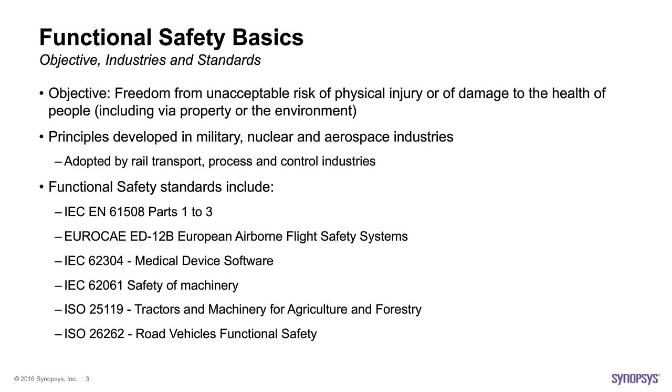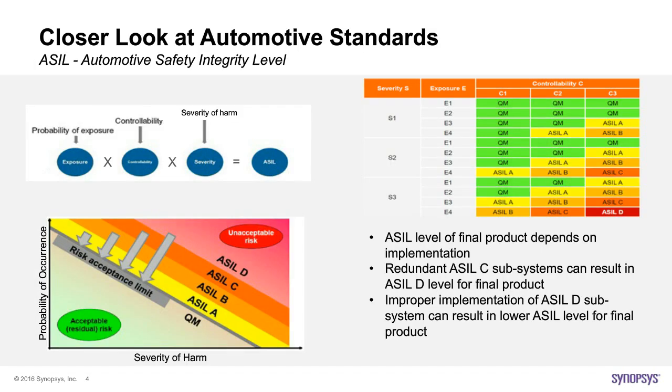You see a list here for airborne-oriented applications, medical, machinery, as well as the vehicles, that is the automotive industry. The last one, 26262, is the newest one that is being used today for the automotive industry. There, we have to meet certain rating levels. ASIL, Automotive Safety Integrity Level, is this certain rating.